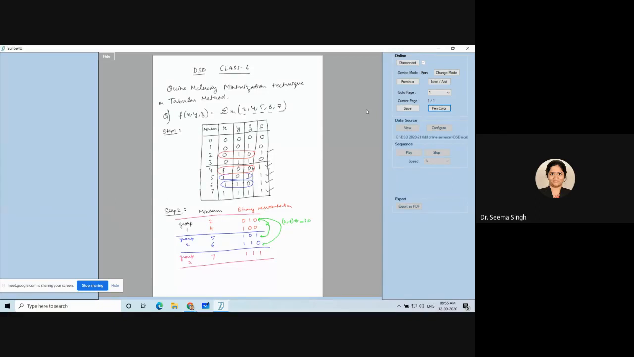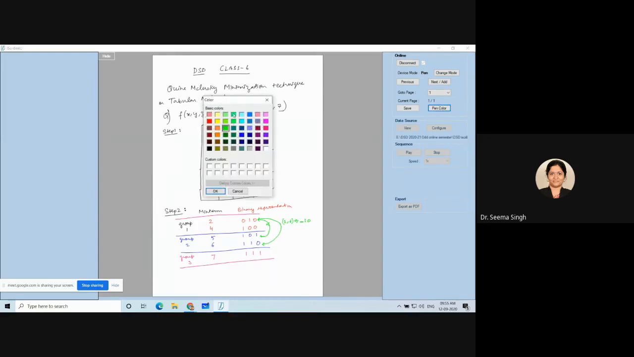Did you understand this step? Dash 1, 0. Why dash? Because only the first bit was changing, the second and third bits were not changing. So it became dash 1, 0 and 2 to 6 pairing is possible. So I could do this.